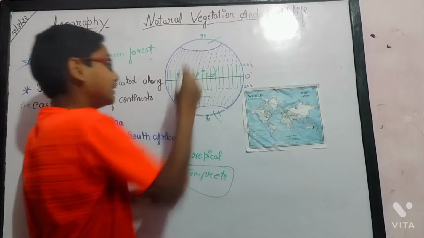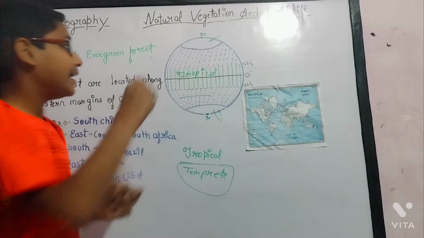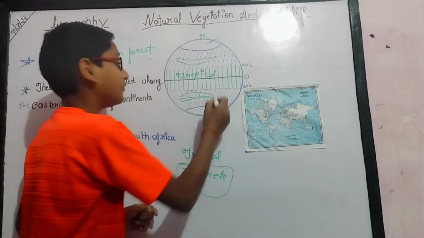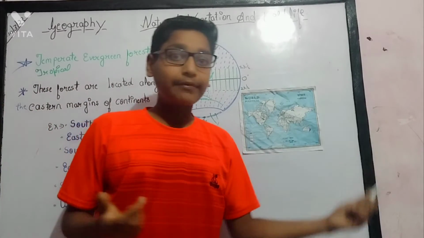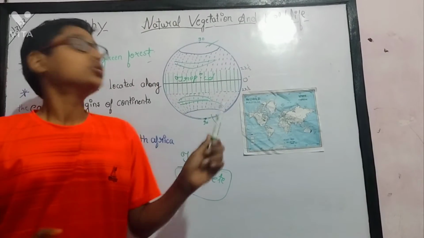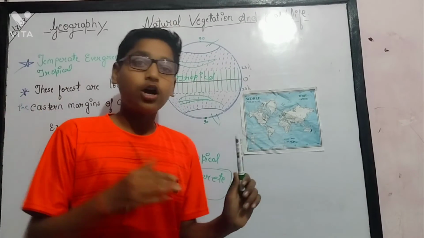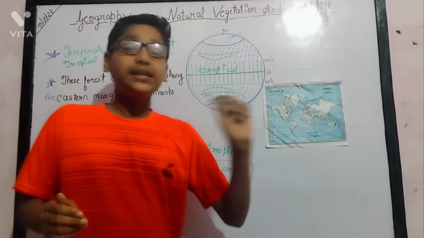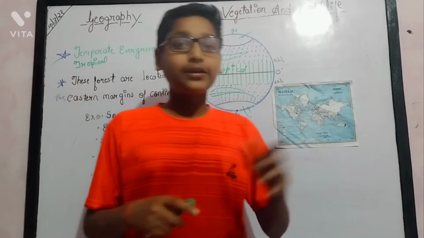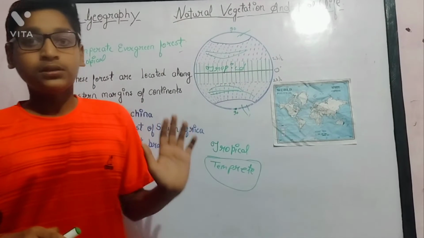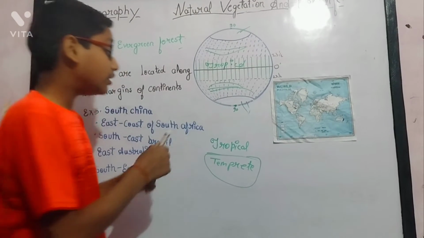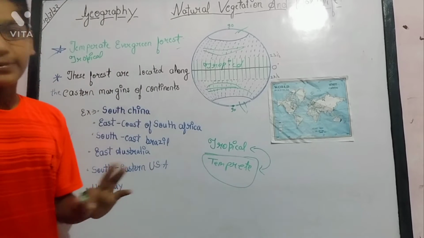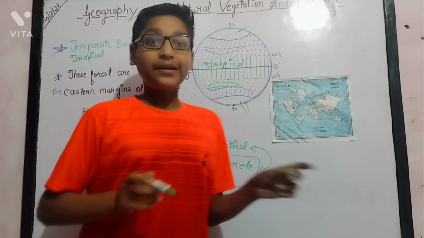So this dotted blue line is the temperate zone. The temperate zone is not very cold and not very hot. In the tropical region it is very hot, and in the torrid zone it is very cold. These are the regions where the climate is moderate, not too hot and not too cold. So I hope you know the difference between these two, tropical and temperate. Now let's get to our topic.